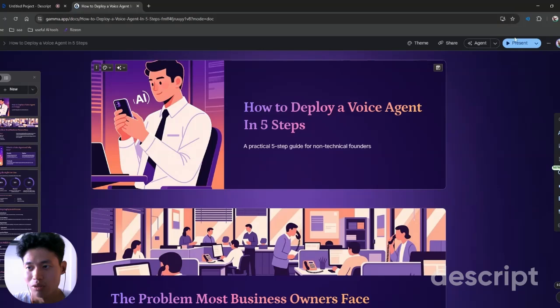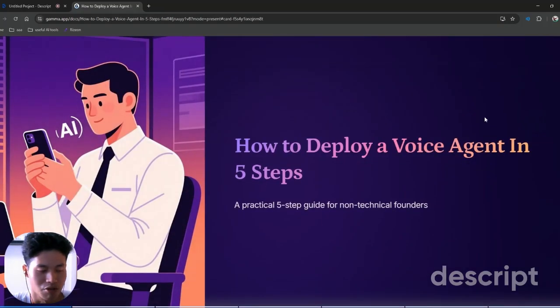So I'll just go deep dive into how to deploy a voice agent in 5 steps, and this is actually for non-technical founders. So it's basically for business owners who have no background in technical skills such as coding, programming, but still want to deploy a production ready voice agent for their business.